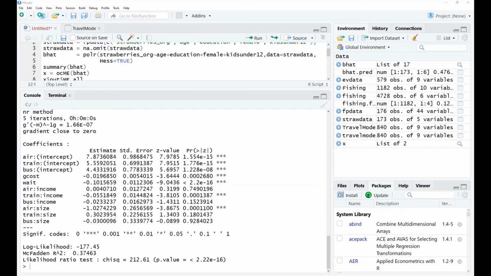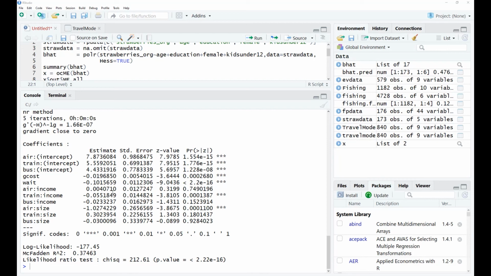And here we can see that we have a generalized cost measure, we have the wait time, that they are statistically significant, and that means that for an alternative that represents a higher cost or a longer wait time, it decreases the probability that that alternative is picked, is chosen.